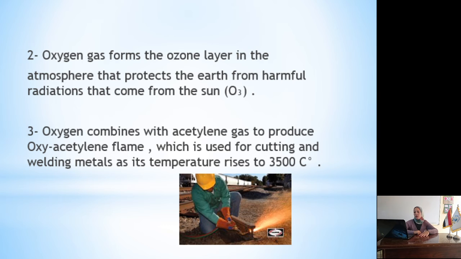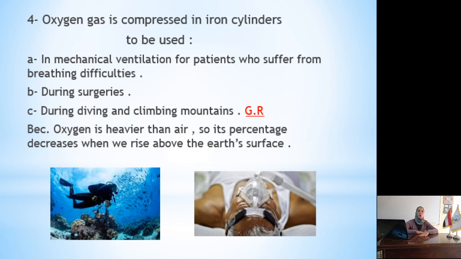Oxygen combined with acetylene gas to produce oxyacetylene flame, which is used for cutting and welding metal. That's temperature rises to 3,500 degrees. Oxygen is compressed in iron cylinder to be used in mechanical ventilation for patients that suffer from breathing difficulties, during surgeries, during diving and climbing mountain, because, as we said, oxygen is heavier than air.